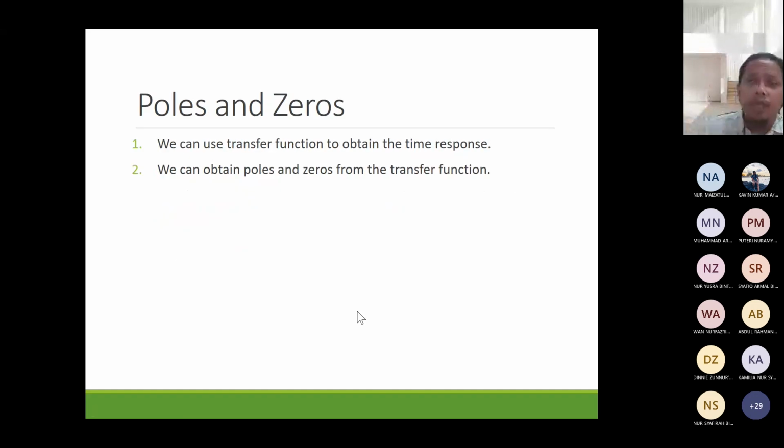Okay, so what are poles and zeros? Okay, so we can use transfer function. So we have learned about transfer function, which is output over input. So we can use transfer function to obtain the time response. Okay, so to obtain time response, we need to use the partial fraction expansion, then inverse Laplace transform. We have learned this back in lecture 2A. So we can also obtain information regarding the time response from the poles and zeros.